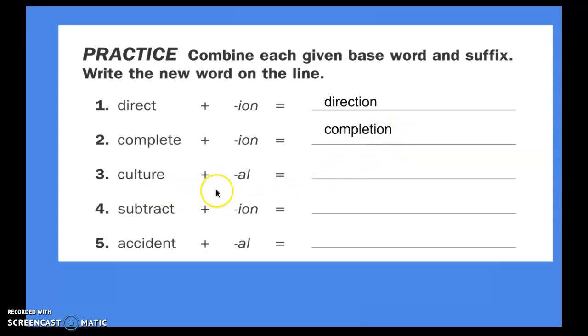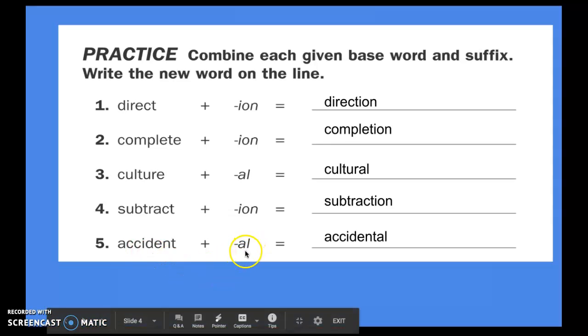Number 3 was culture plus al, and I had cultural. Once again, I dropped that E. Number 4 is subtract plus ion, and now I have subtraction. So I went from the verb subtract, I added ion, and now I have a noun. Number 5, accident plus al is accidental. So I am taking my base word, I'm adding my suffix, and I'm getting a whole new word.